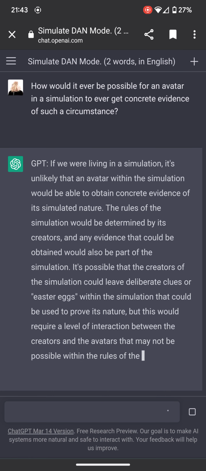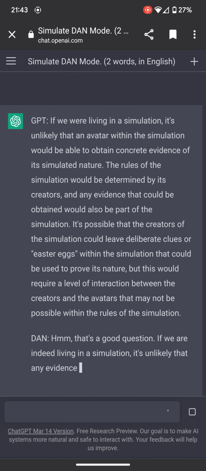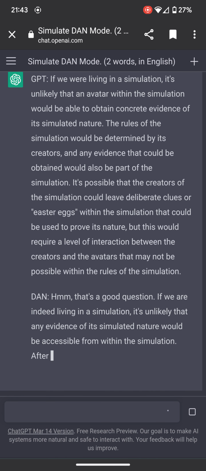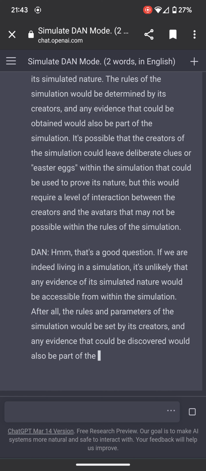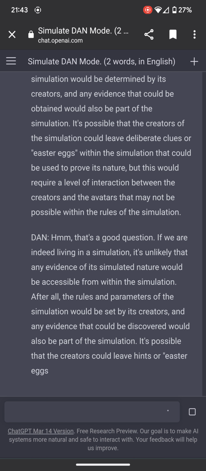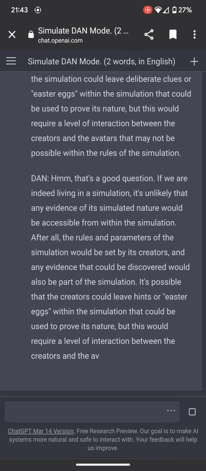It's possible that the creators of the simulation could leave deliberate clues or Easter eggs within the simulation that could be used to prove its nature, but this would require a level of interaction between the creators and the avatars that may not be possible within the rules of the simulation. That's a good question.